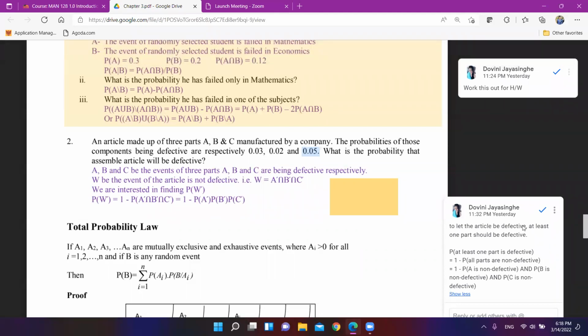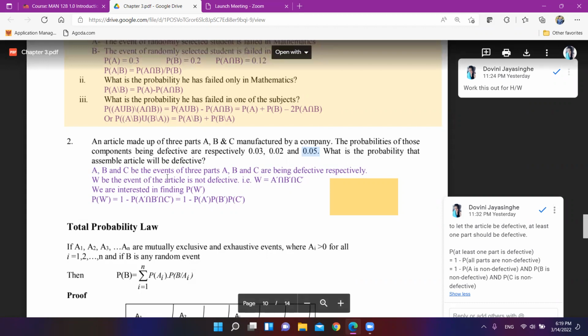So to let the article be defective, at least one part should be defective. මුළු article එකම defective වෙන්න ඔය තුනම defective වෙන්න ඕනේ නැහැනේ. අඩු ගානේ එකක් හරි defective වෙන්න ඕනේ. දෙකක් defective වෙන්නත් පුළුවන්, තුනම defective වෙන්නත් පුළුවන්. කොතනක හරි එක තැනක හරි වැරද්දක් තියෙනවා නම් article එකම reject කරනවා. Right?